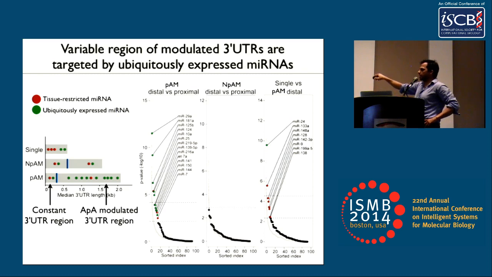If we do the same test for the NPAM genes, so multi-isoform genes that don't exhibit modulation by APA, we don't see any difference from background. And lastly, if you look at microRNAs that bind single UTRs versus the preference to bind single versus regulated regions of UTRs, we find that the microRNAs that are enriched to bind here versus here tend to be ones that are tissue restricted. They have a tissue restricted expression pattern. So that kind of concludes our advertisement for this paper, which was published in Genes and Development at the end of last year in 2013.